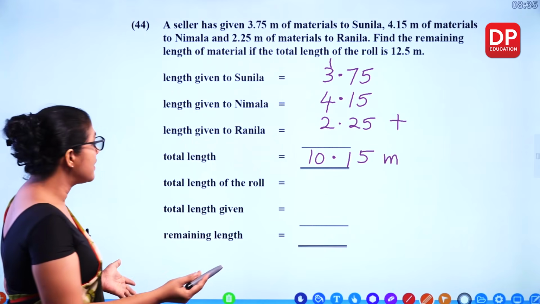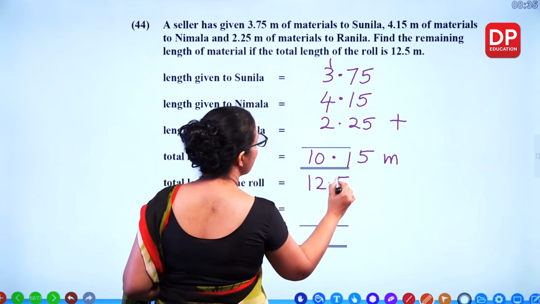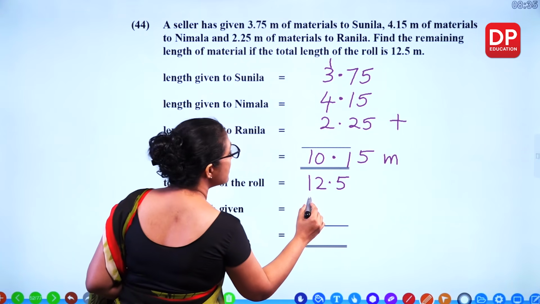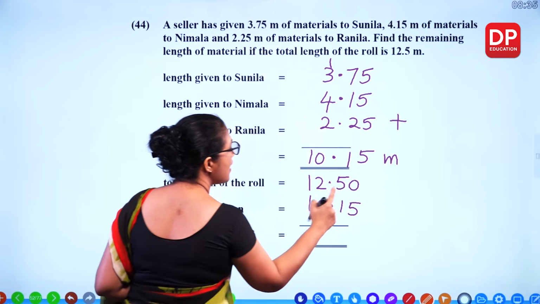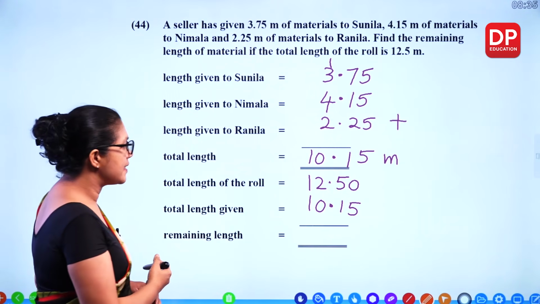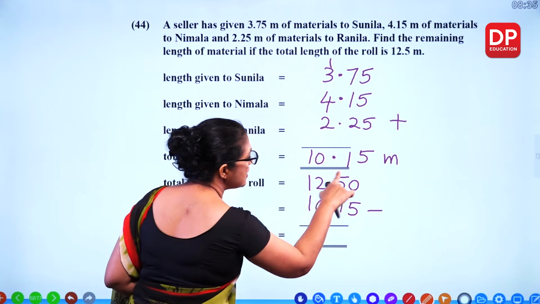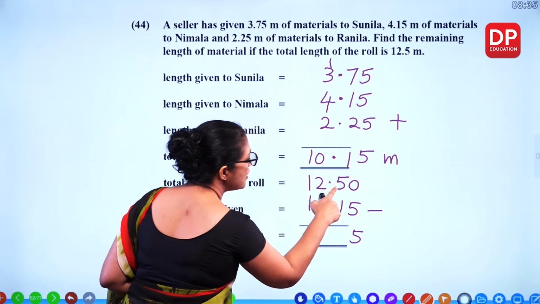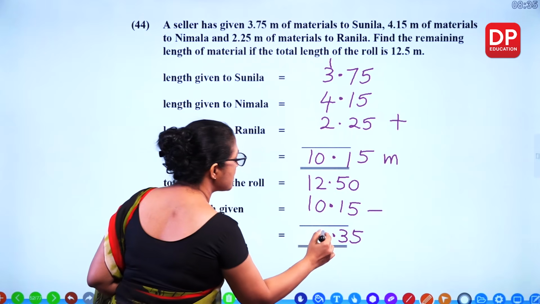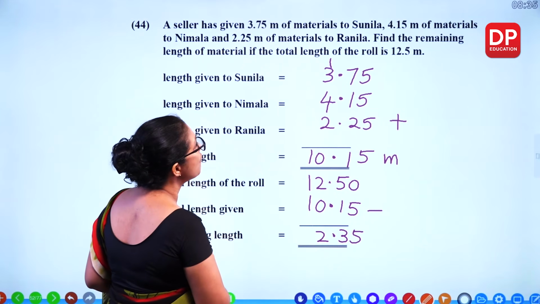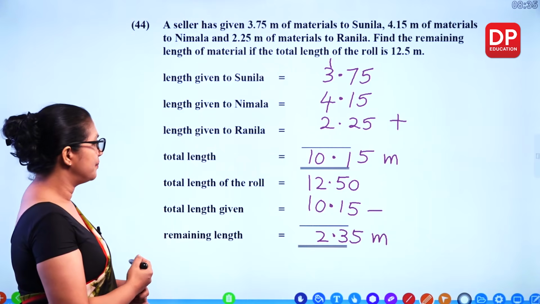Now what's the full length of the roll? 12.5. And this one is 10.15. Now see, you have to put a 0 there because there's no number in the hundredths place. Now subtract to get the remaining length. 10 minus 5, that's 5. So this becomes 4 now. 4 minus 1, 3. And 2 minus 0, 2. So 2.35 meters is the remaining length.